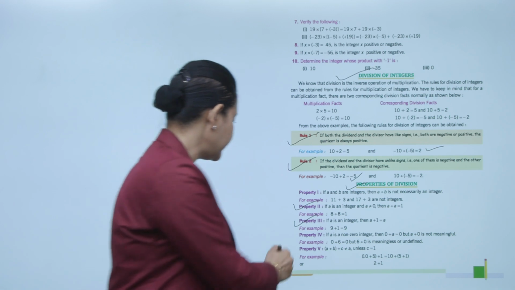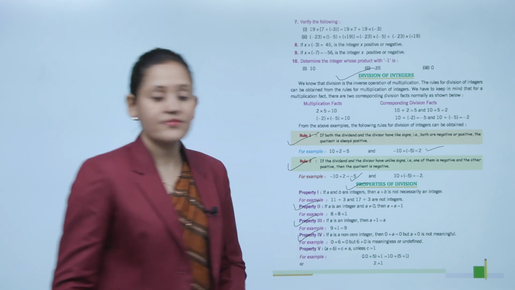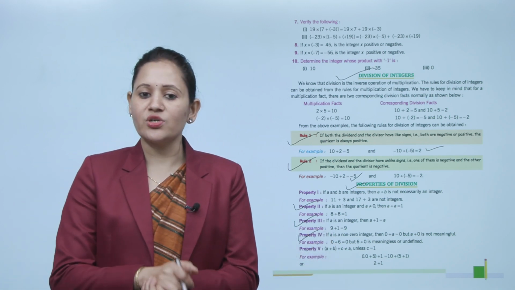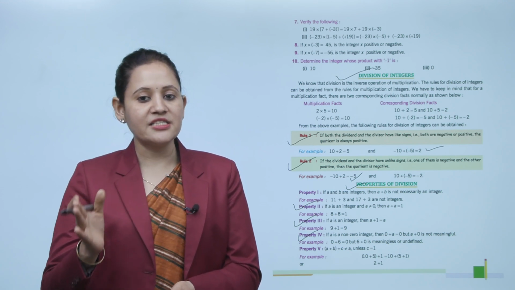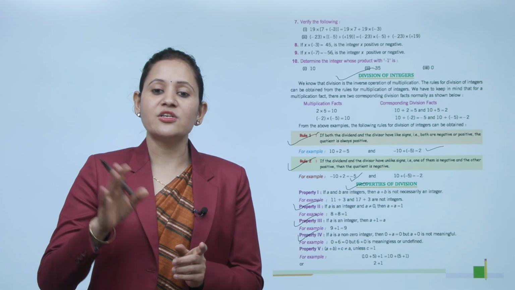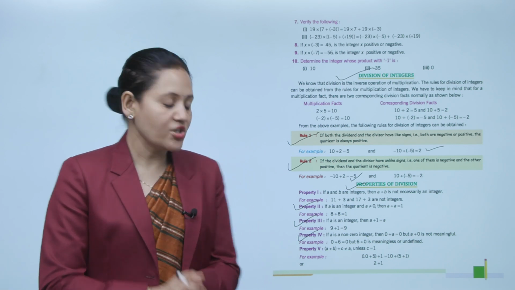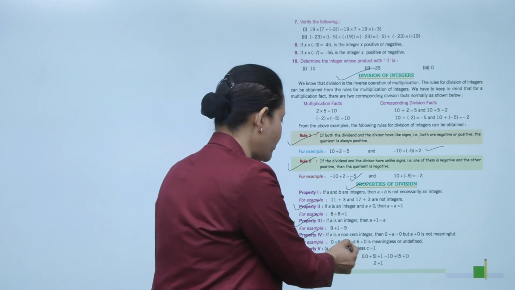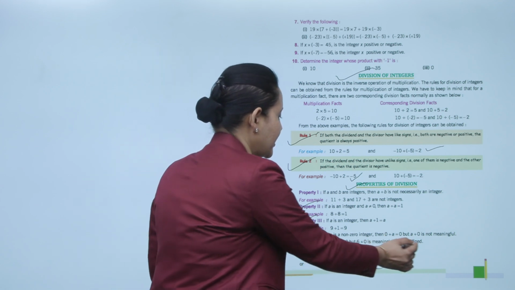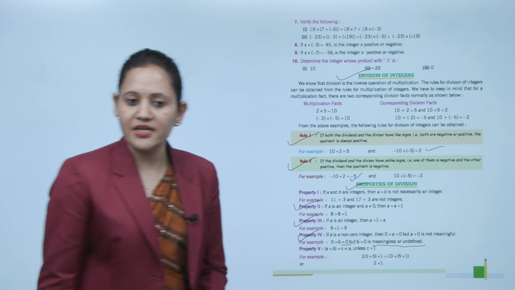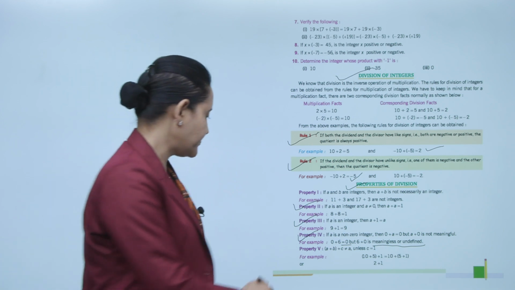Property 4. If A is a non-zero integer, then 0 divided by A is 0. But A divided by 0 is not meaningful. 0 divided by 6 equals 0, but 6 divided by 0 is meaningless, or undefined. Clear?